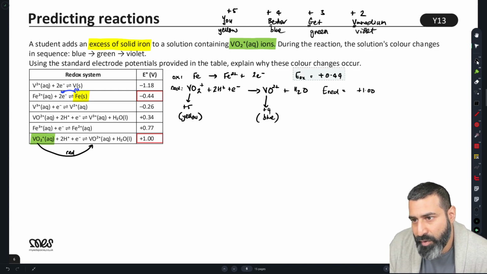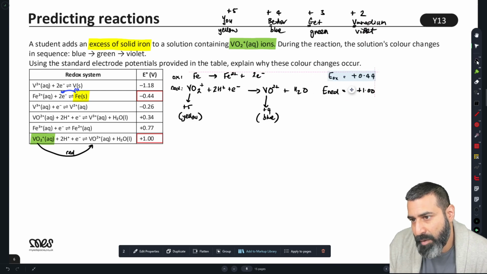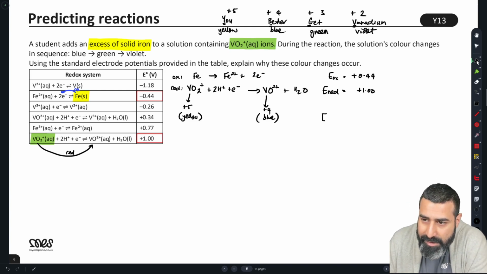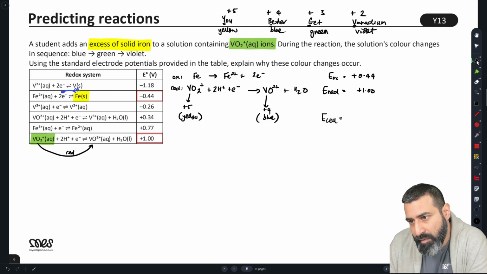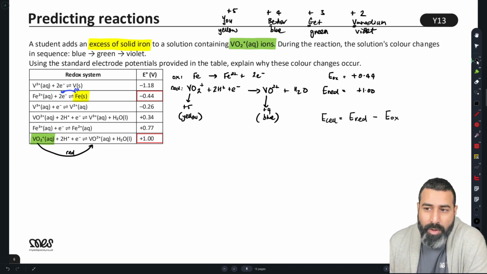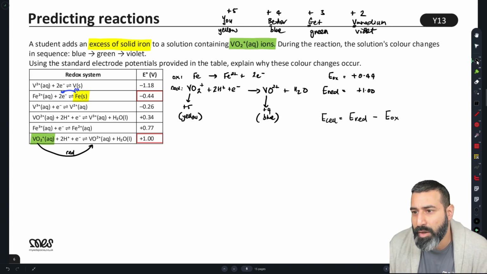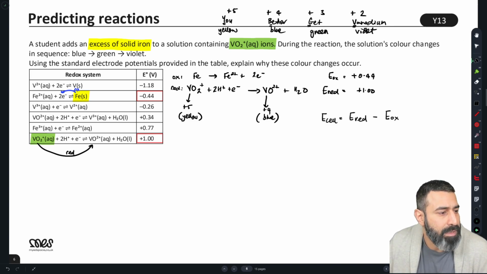Now, for the next bit, how do we work out what E cell is? Well, there are many ways to skin a cat. We can say that E cell is equal to E red minus E ox. Okay, this is one way of doing it. So let's have a look.